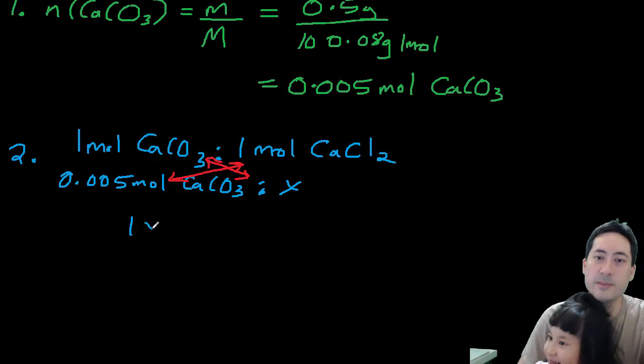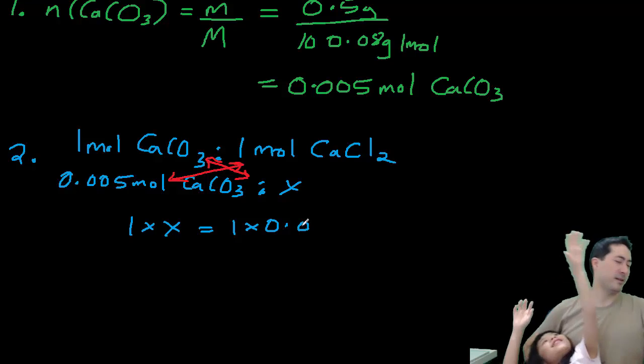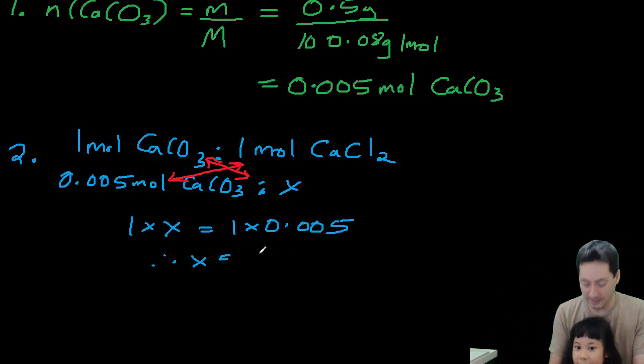So I do the crossover method. You don't really need to do that for 1:1, but I'm teaching you the method now for when it does get difficult, like 2:3. Alright?